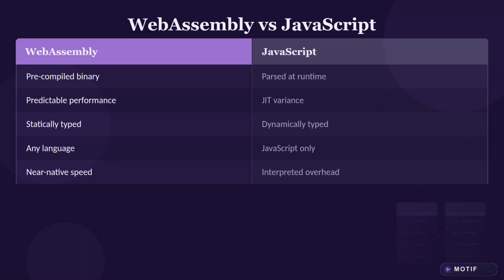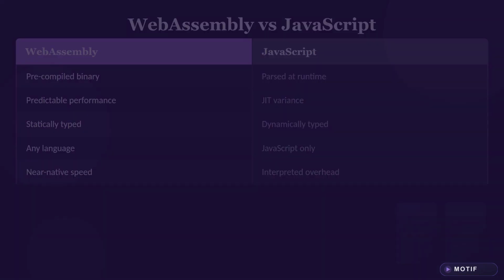Comparing WebAssembly and JavaScript side by side reveals why they're complementary, not competing. JavaScript shines at DOM manipulation, event handling, and rapid app logic. WebAssembly owns the performance-critical compute layer: predictable throughput, no JIT guessing, statically typed execution. The best WASM apps use both. JavaScript for the glue, WASM for the heavy lifting.